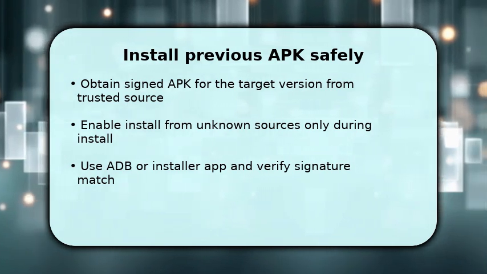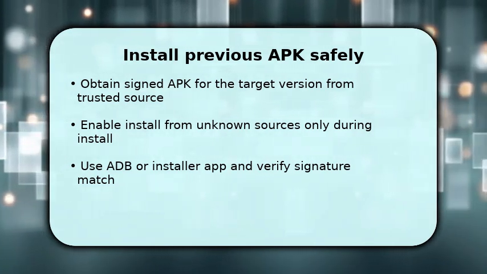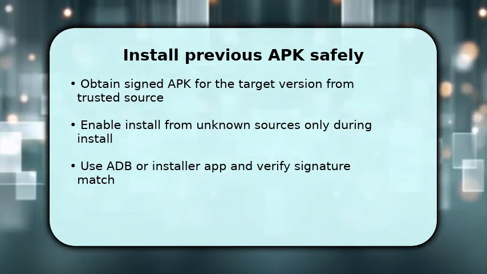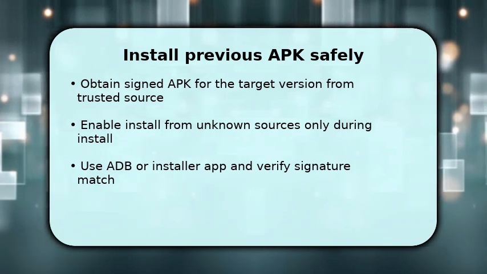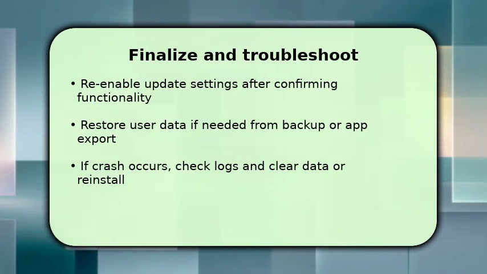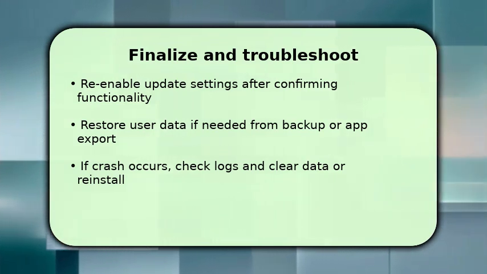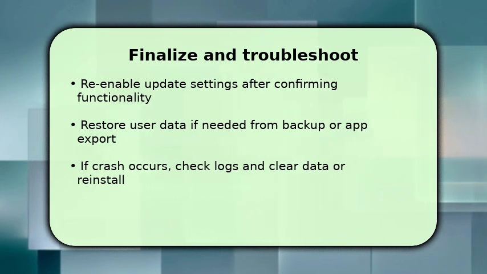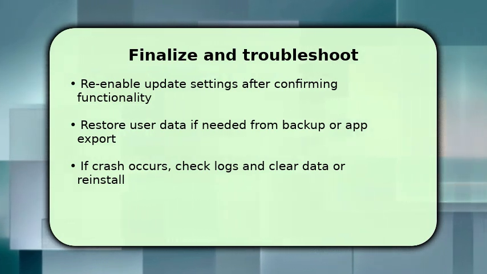Once installed, verify app behavior before restoring settings. This prevents data loss. You're almost done. Test core features and re-enable app protections like Play Store auto updates only if you want future updates blocked. Restore any user data from your backup or in-app export to get back to normal.